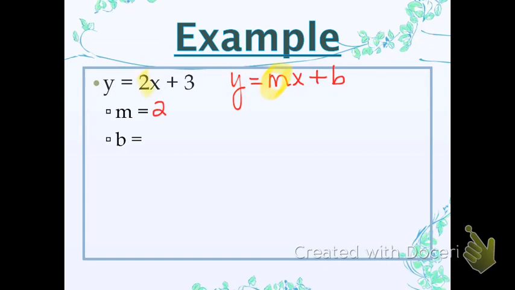And then we also want to figure out, what did they put in as the constant? So the number that doesn't have an x next to it. In this case, that's the 3. So the b is 3. So the slope is 2, the y-intercept is 3, which we would also write as an ordered pair, (0, 3).